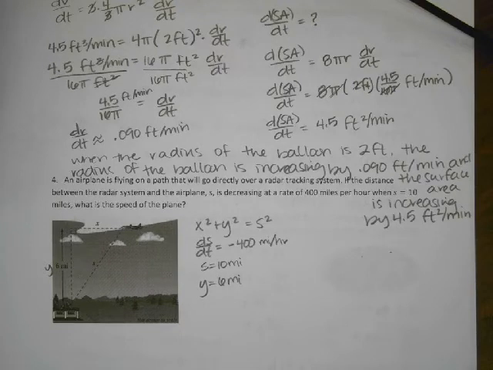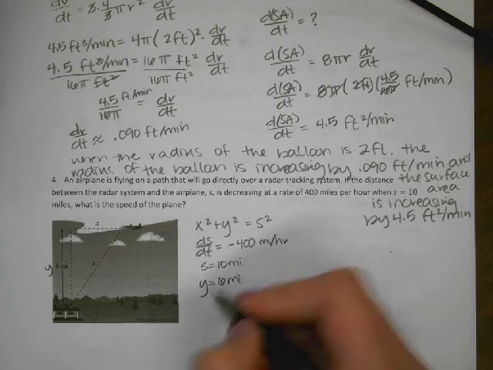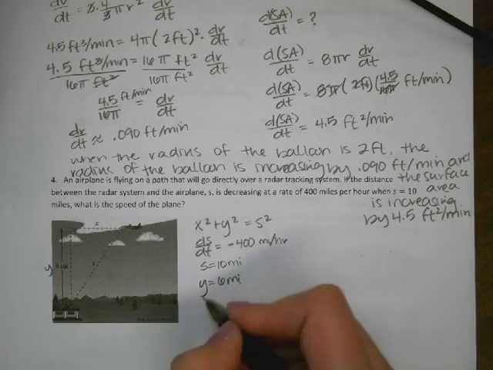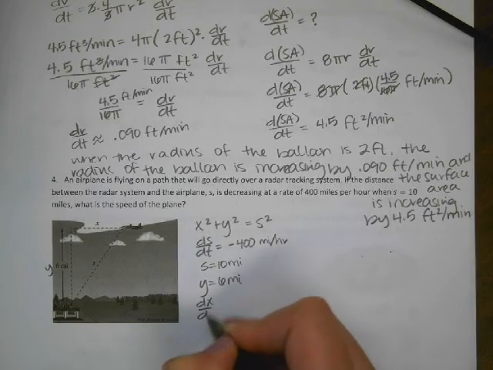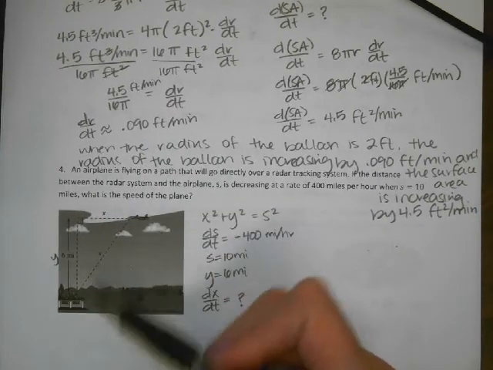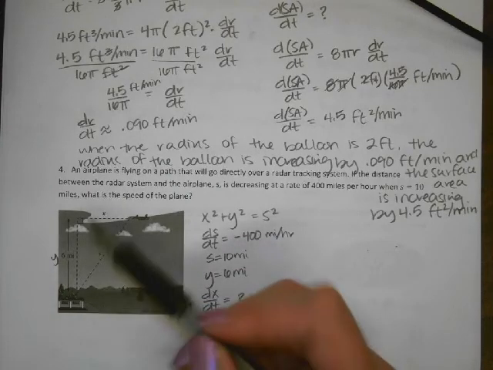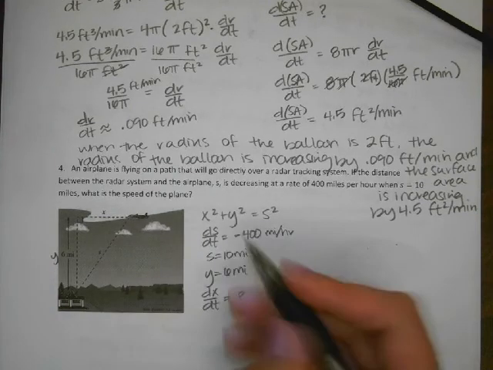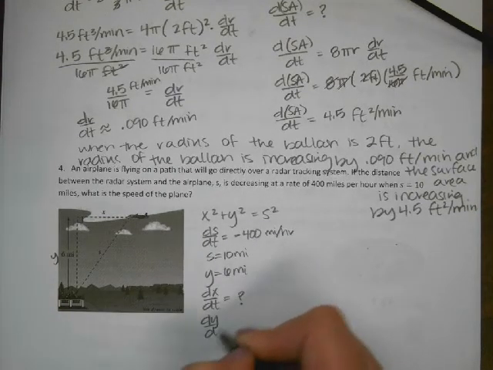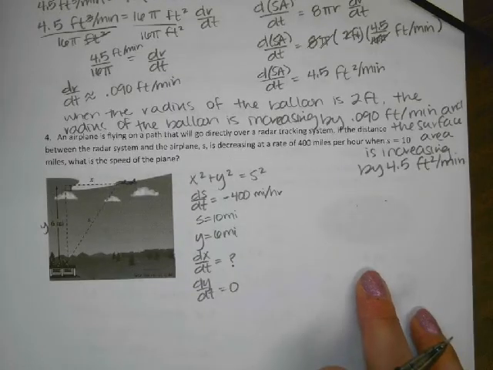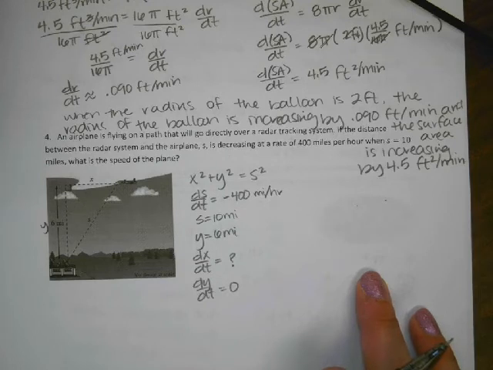So what speed is the plane? That's going to be dx dt. That's the plane's rate of change, or the rate of change of that side. So dx dt, I don't know. The rate of change of y is going to be nothing because this is a constant. The plane is going to stay at a constant altitude, so we're going to say dy dt equals 0. Anytime you have something that's going to be plugged in for a variable, but that number is not going to change, that rate of change would be 0.